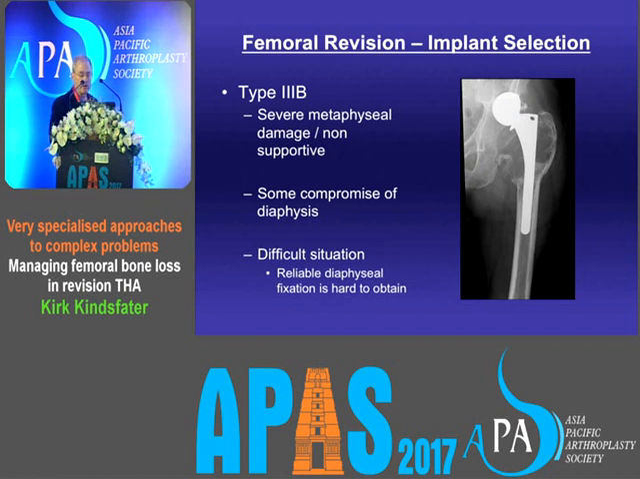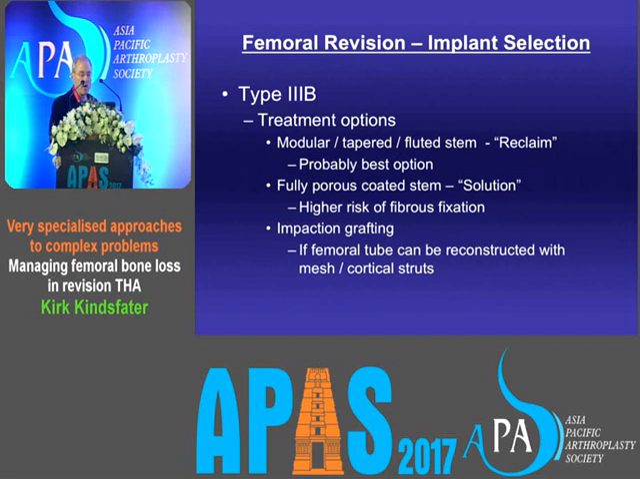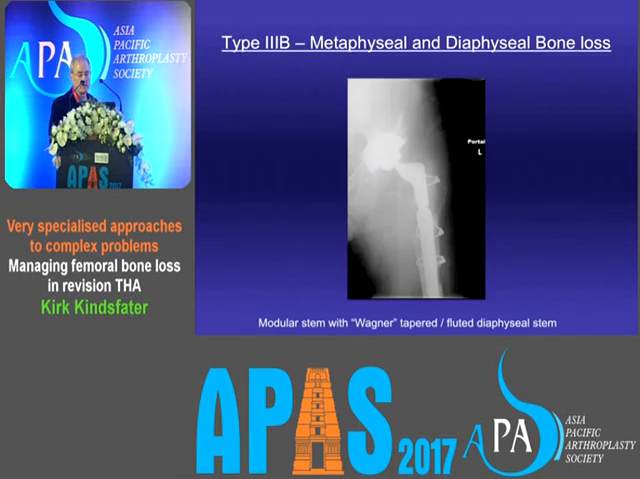3Bs are severe metaphyseal damage and maybe some disruption of the diaphysis. This is probably a 3, getting close to a 3B. It's a difficult situation to get reliable diaphyseal fixation. Again, the same options. Wagner's, you can use a solution stem, but if you have less than 4 centimeters of diaphyseal fixation, the risk of fibrous union or fibrous fixation is higher. Impaction grafting, difficult. You have to be able to reconstruct that tube, which can be difficult. That was the case that I just showed you, massive proximal bone loss. Again, a Wagner stem, able to gain axial and rotational stability.